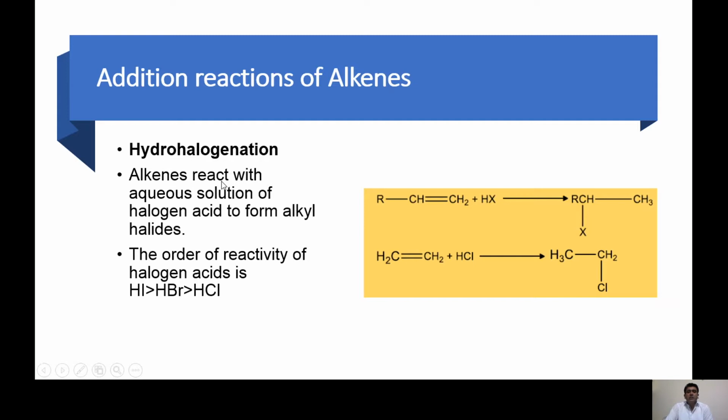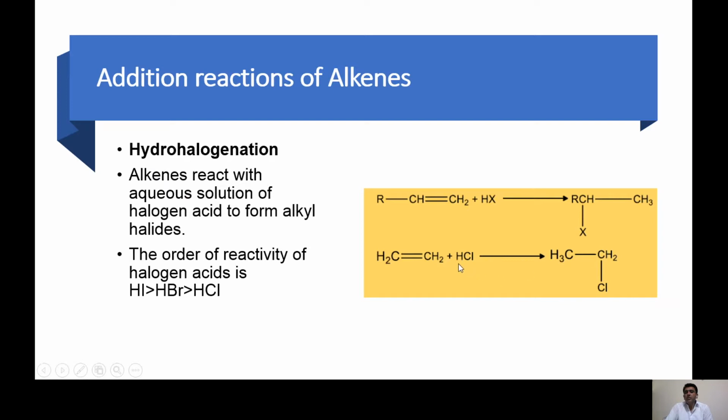meaning addition of hydrogen as well as the halogen. The alkene reacts with an aqueous solution of halogen acid to form alkyl halides. For example, this is the alkene, we have this ethene, and halogen acid means addition of hydrogen and halogen. One hydrogen will go to one carbon and this Cl will go to the second carbon and the double bond will change to a single bond. So it is converted to CH3, CH2 and Cl. It means by the addition of halogen acid to the alkene, they are converted into alkyl halides.